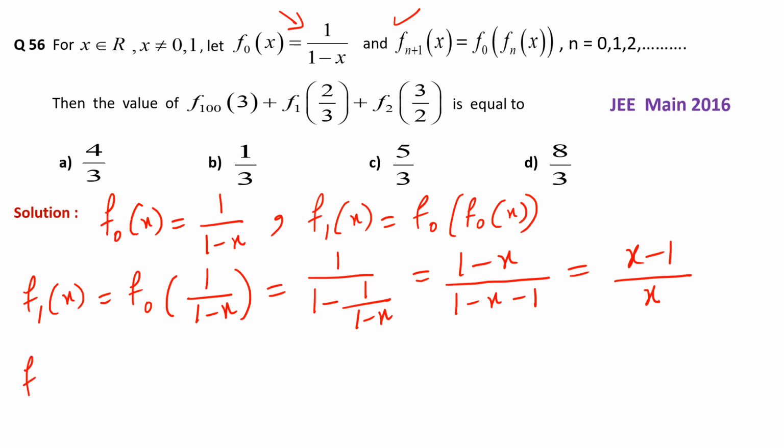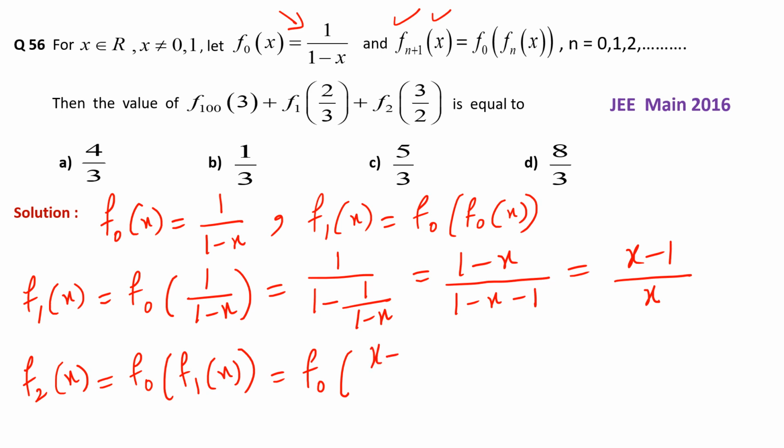Now similarly we can find the value of f2 of x by putting n equal to 1 in this relation. So it becomes f0 of f1 of x. It further becomes f0 of, now just put the value of f1 of x inside the bracket, it becomes x minus 1 divided upon x.